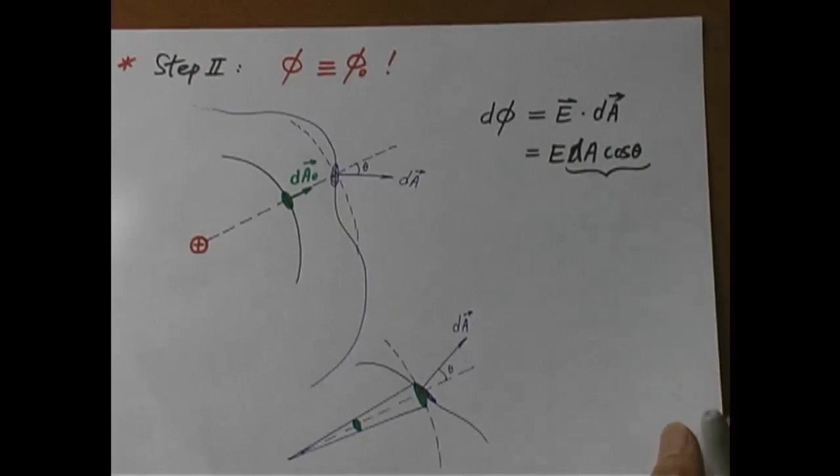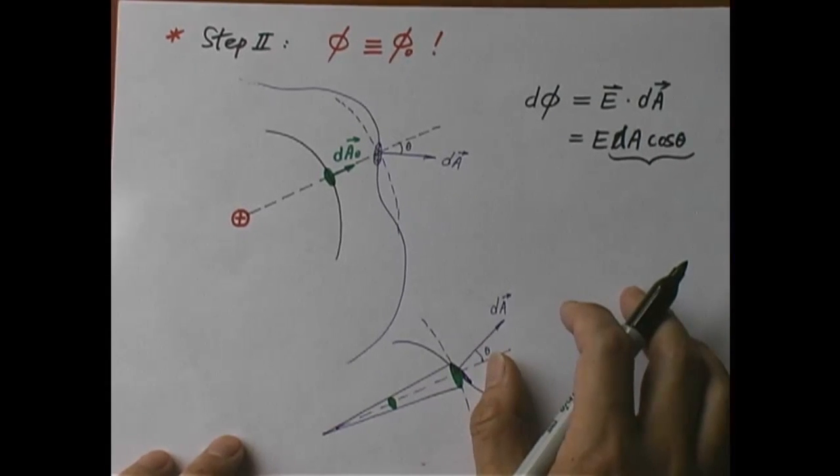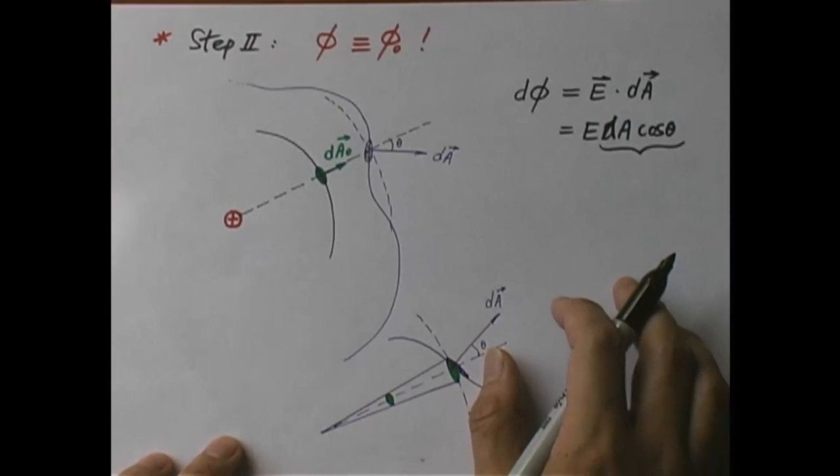Here comes step number 2. Now, step number 2 seems to be a lot more complicated than step number 1, because after all, we have to show it for an arbitrary case, right? So let's see how we can do that.